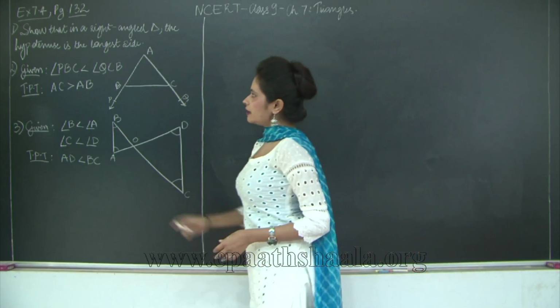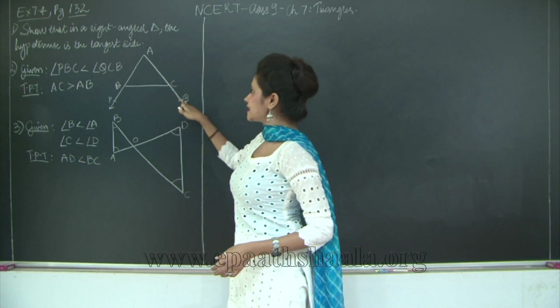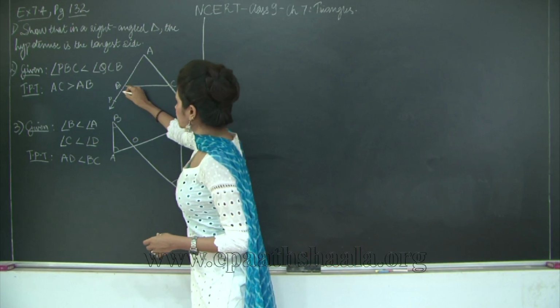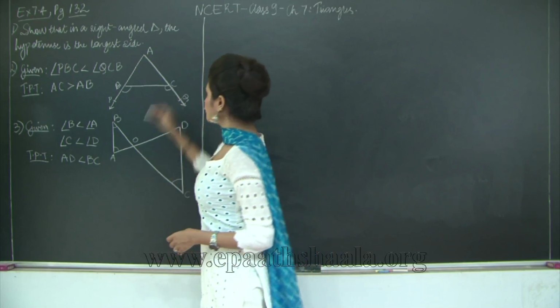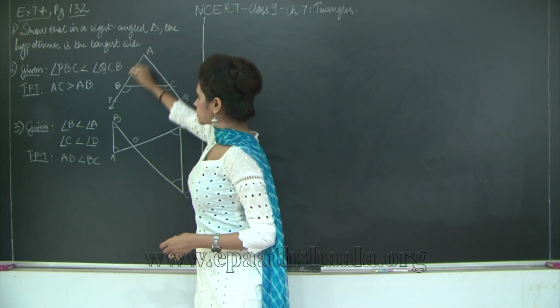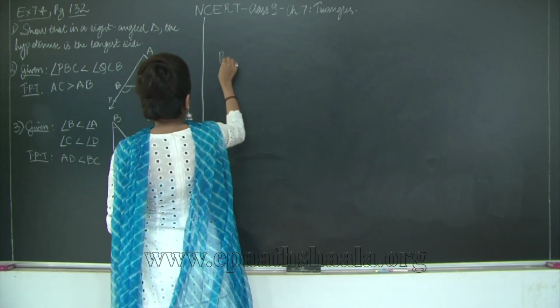So what do we have in question number 2? That angle PBC is less than angle QCB. And what do I need to prove? See, this angle here is greater than this angle here. What do I need to prove? That this side AC is greater than AB. How are we going to prove that? I'll say proof.